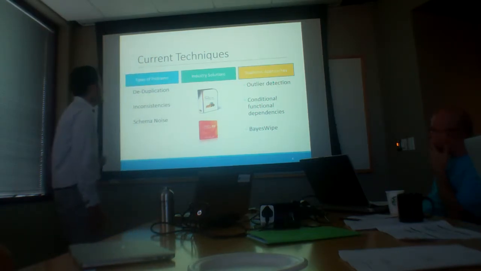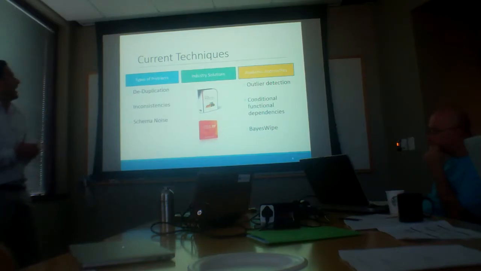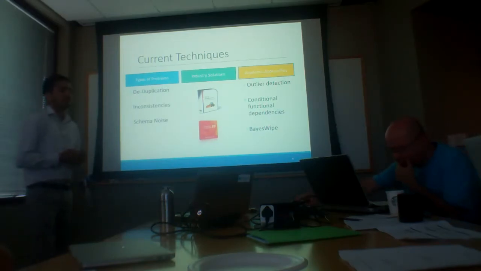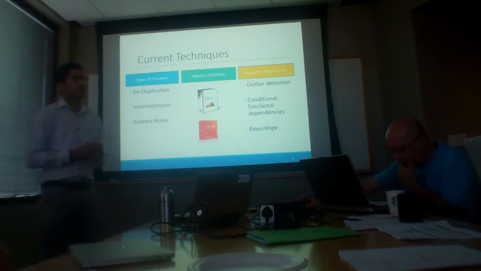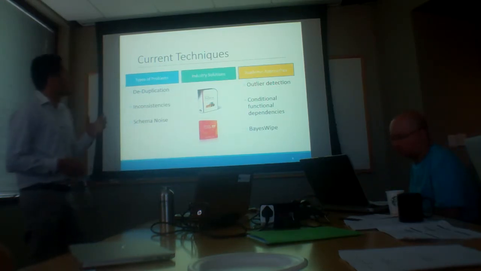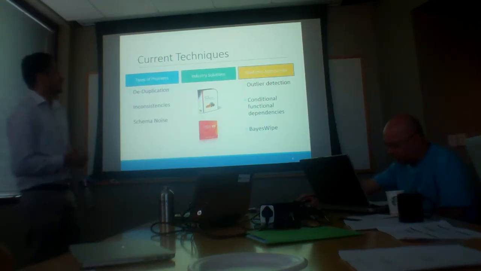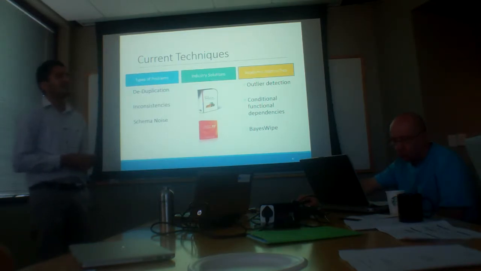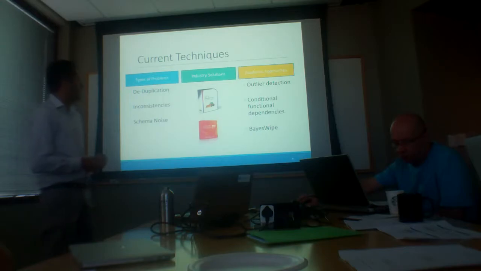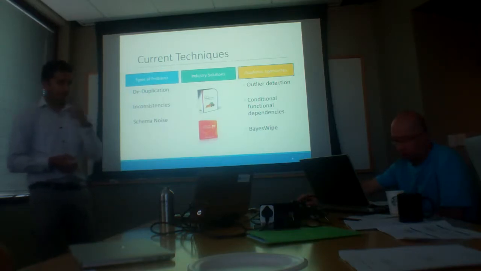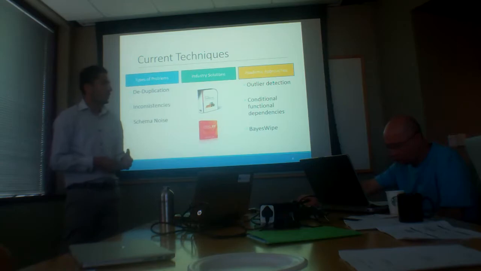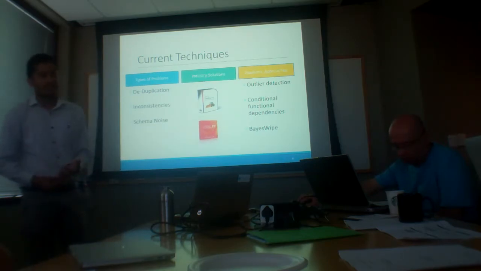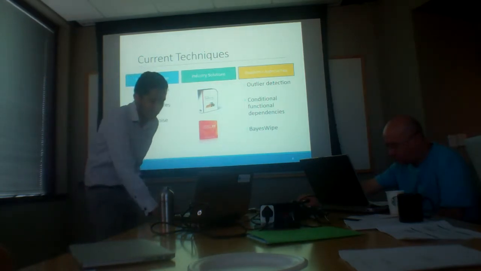Apart from that, in academia, we have techniques such as outlier detection, which detects the noise as an outlier and tries to remove it. There is also conditional functional dependency, which tries to identify the inconsistencies in the data and remove them by learning the conditional functional dependencies from the clean data, whereas BayesWipe is another technique which tries to resolve errors due to inconsistencies, incompleteness, and substitution.